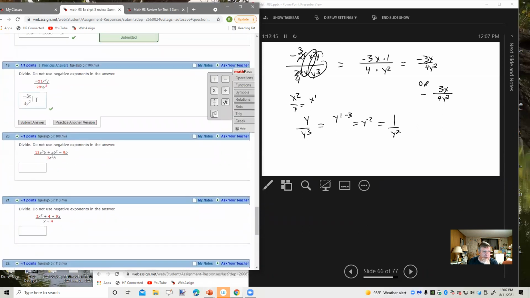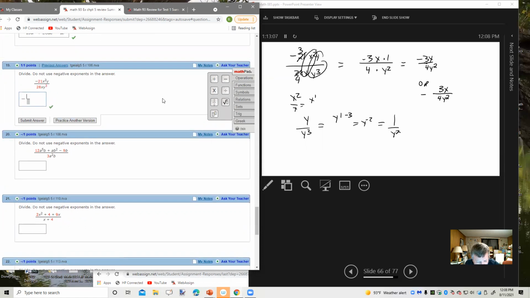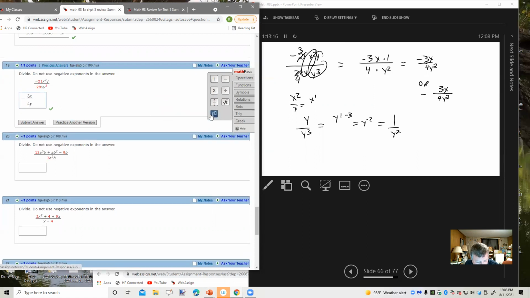Again, just to show you, I could also do this. Negative, and then the fraction 3x over 4y squared. Okay, so I can also do it that way.